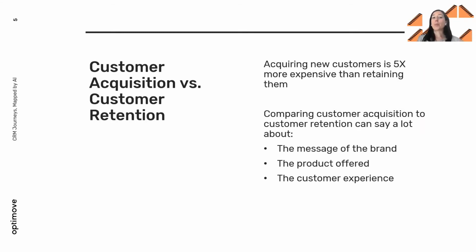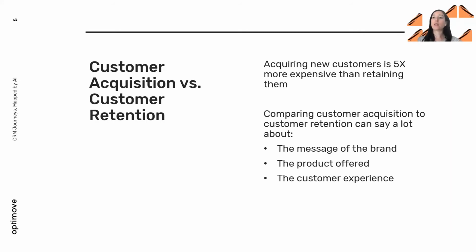Now, if we want to compare customer acquisition to customer retention, and I spoke about this a little bit on the first slide, acquiring new customers is 5 times more expensive than retaining. This is a general statistic. And when we look at how many customers we're acquiring versus how many customers we are retaining in a certain period of time, that can tell us a lot about whether the message of the brand is working.